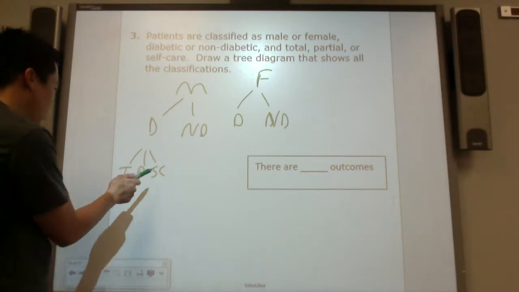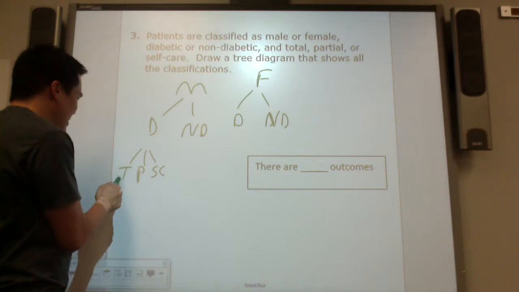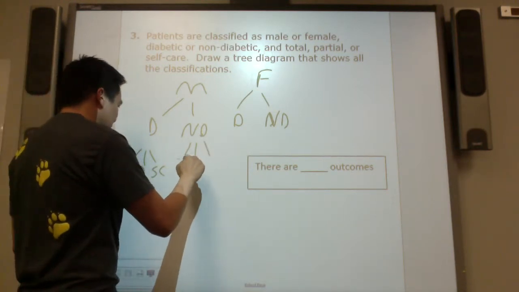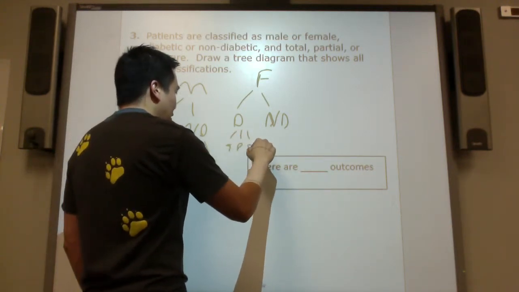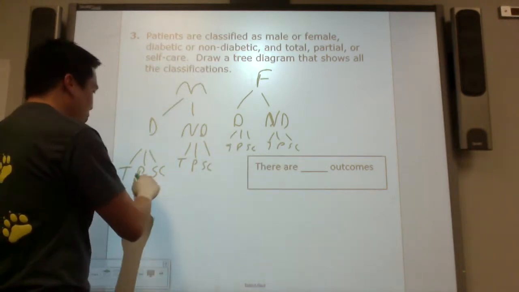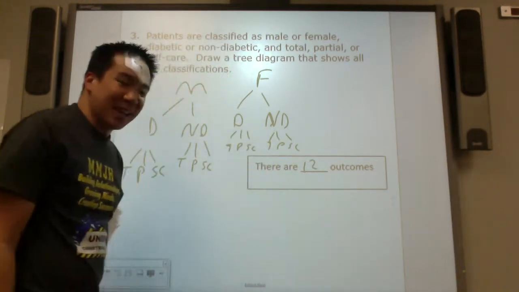Well, self-care would be care for yourself. Partial means I guess you have to go to the doctor and do maintenance. And total means you need total dependence, I guess, on a hospital. Medical staff would know this. So how many outcomes do you see here? 1, 2, 3, 4, 5, 6, 7, 8, 9, 10, 11, 12. There are 12 outcomes.